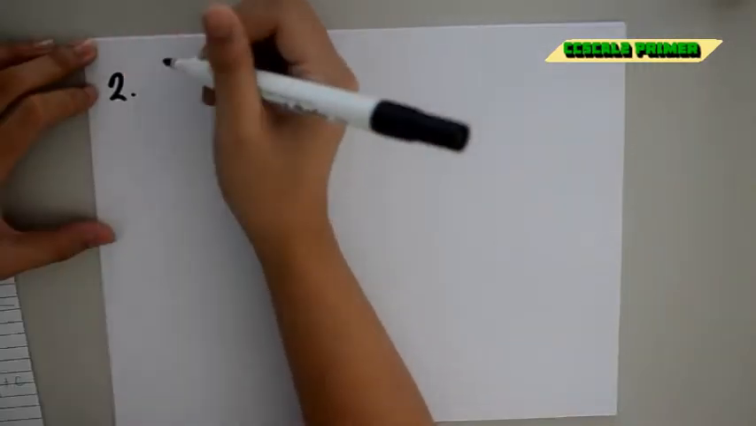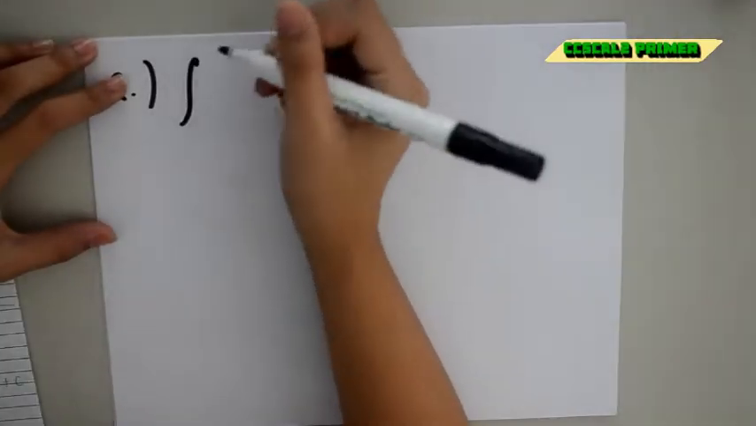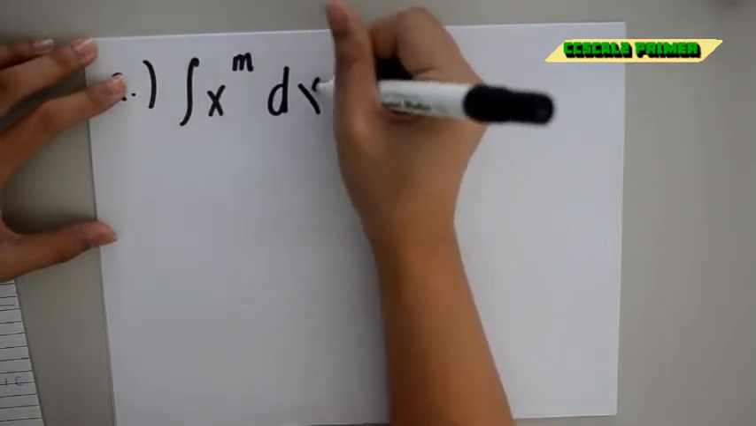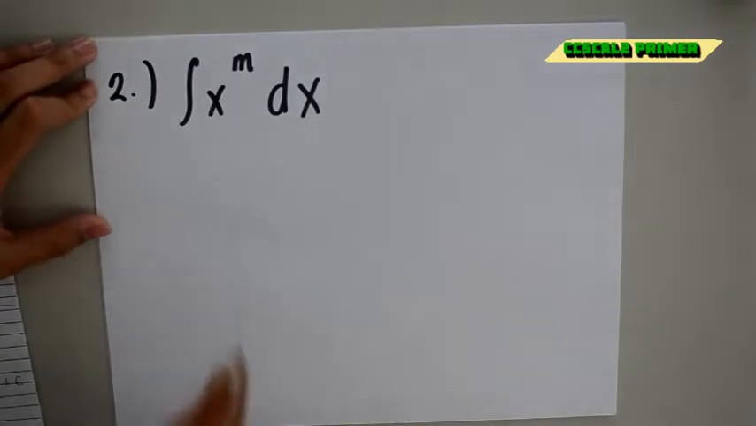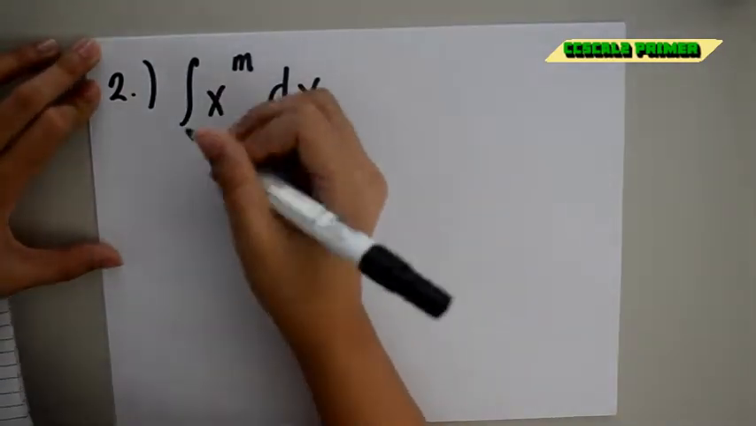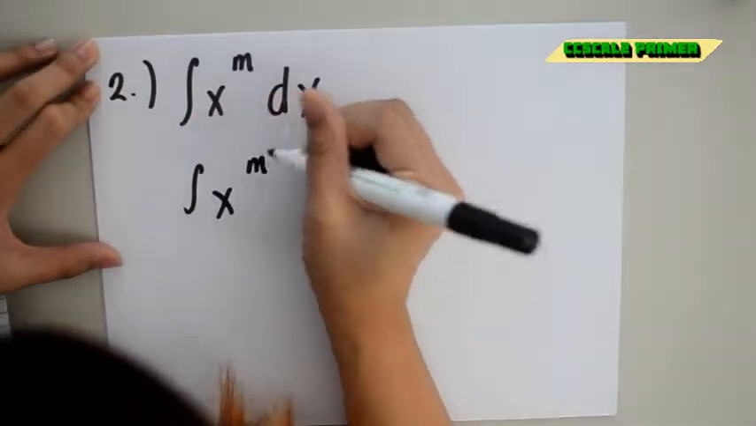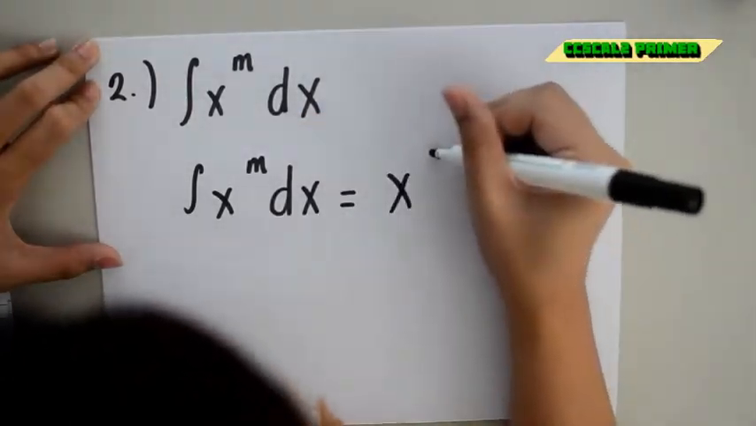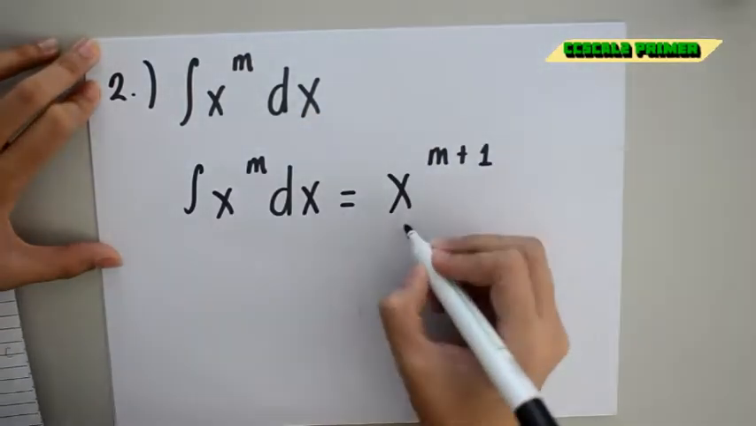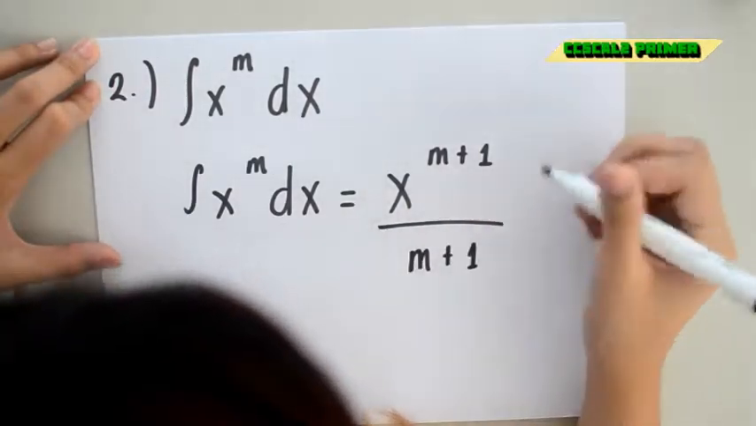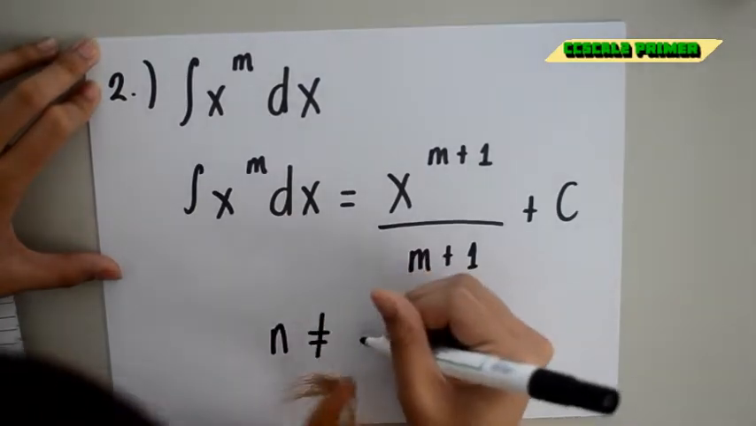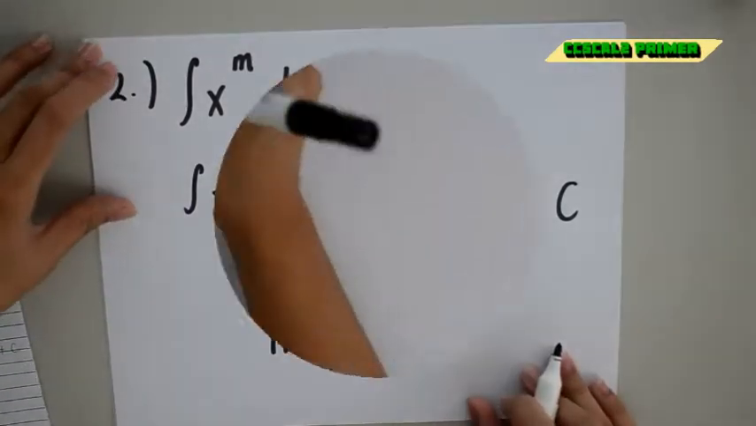The next property concerns values with exponents, such as the following: the integral of x raised to m dx. In getting the derivative, we reduce the exponent by 1. In anti-differentiation, it's the other way around. And instead of putting it beside the base, the result is put as the denominator. Remember that m cannot be equal to -1.